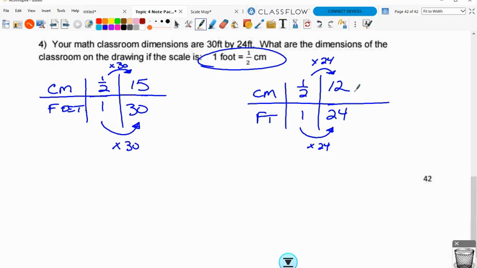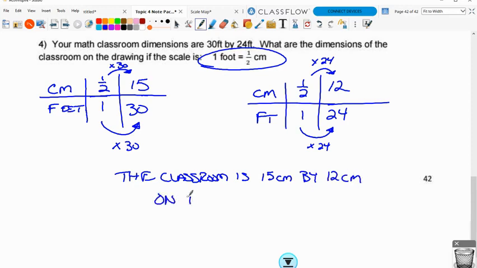And so now I know the dimensions on the drawing. The classroom is 15 centimeters by 12 centimeters on the drawing. Okay, so once again, we're using this scale ratio here to help us figure out what our distances are.